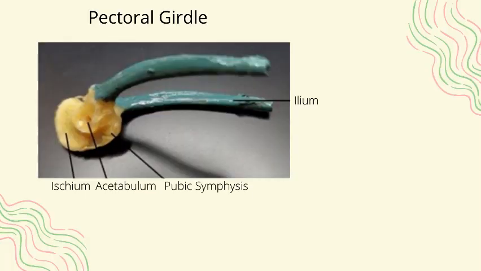The pelvic girdle provides attachment to the claspers. The outer round looking figure is called the ischium. The inner round looking figure is called the acetabellum. Below it is the pubis symphysis, and the long rod protrusion is called the ilium.